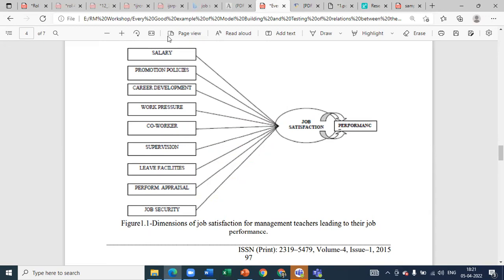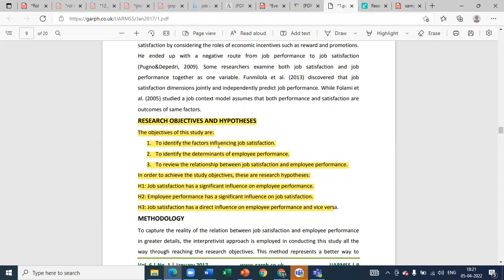हर पेपर में आपको ये डिटर्मिनेंट्स मिलते ही जाएंगे, मिलते ही जाएंगे. You have to put a stop. I want to study these determinants only. तो ये पेपर में भी वही काम किया है. They want to identify the factors influencing job satisfaction. So they have studied few factors here to identify the determinants of employee performance. Finally, to review relationship between job satisfaction and performance of the employee. Exactly this is what I'm trying to study.